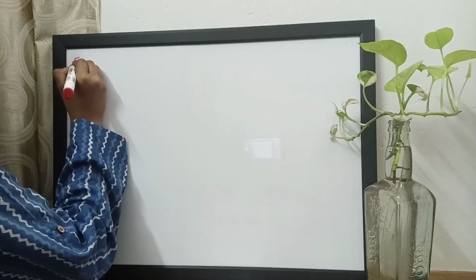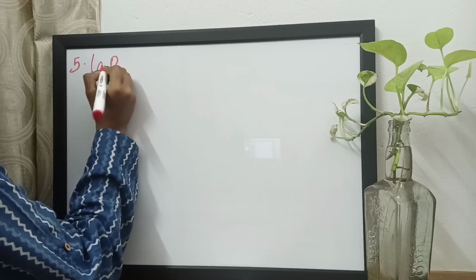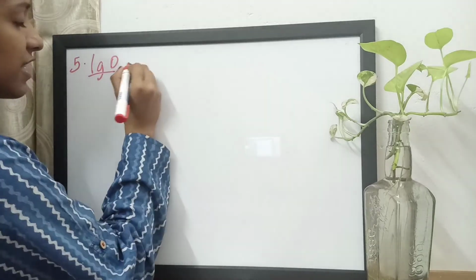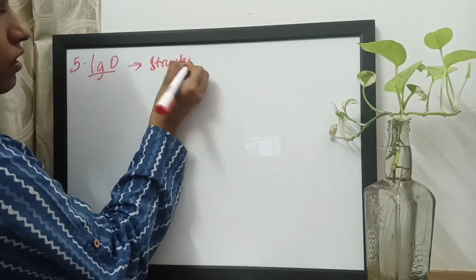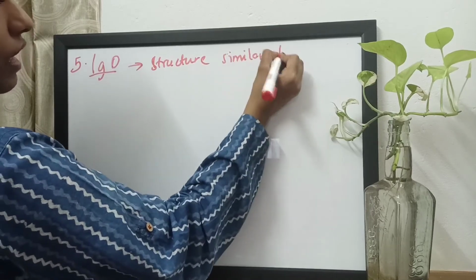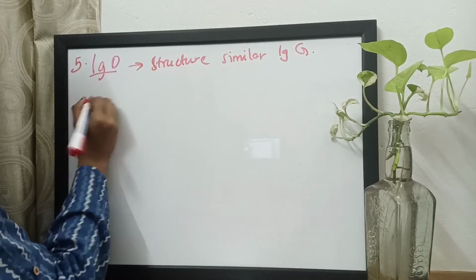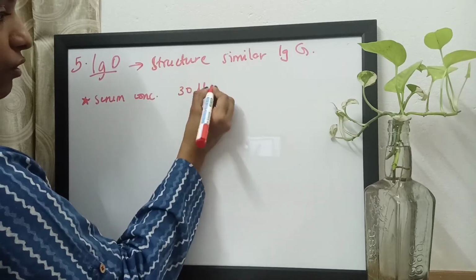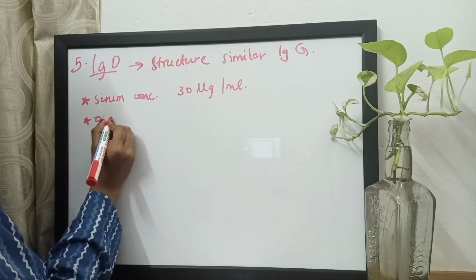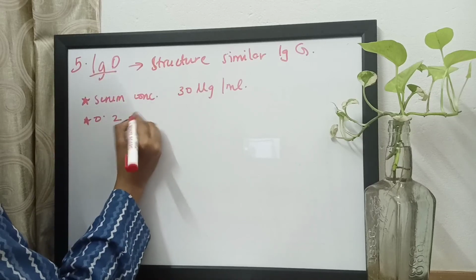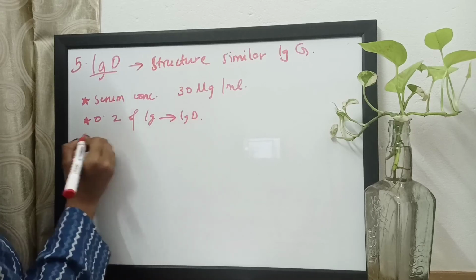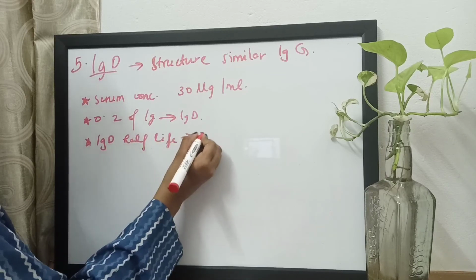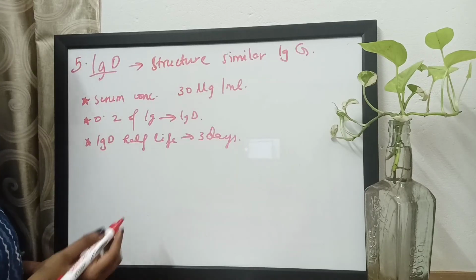The fifth one and the very last one is IgD. So IgD, exactly like IgE, the structure of IgD is similar to that of IgG. The serum concentration of IgD is 30 microgram per milliliter. 0.2% of the total immunoglobulins present is IgD. And the half-life of IgD is 3 days. So we have completed the topic immunoglobulins.